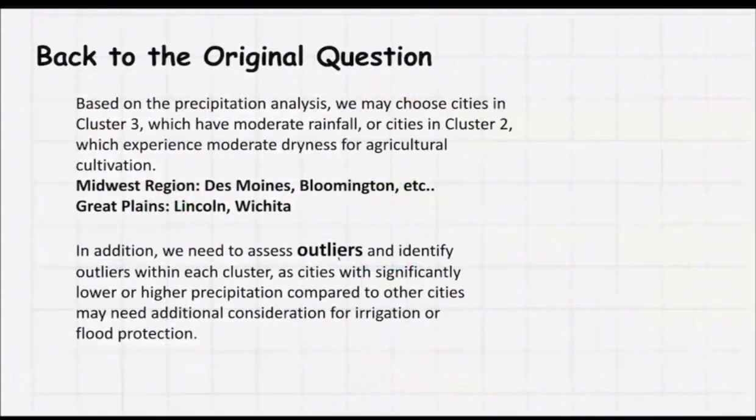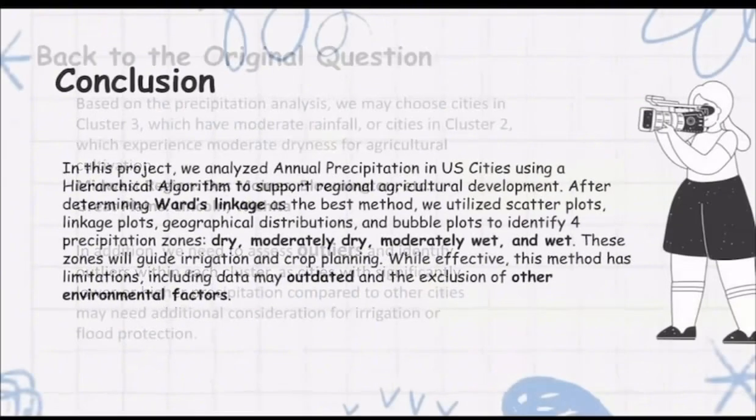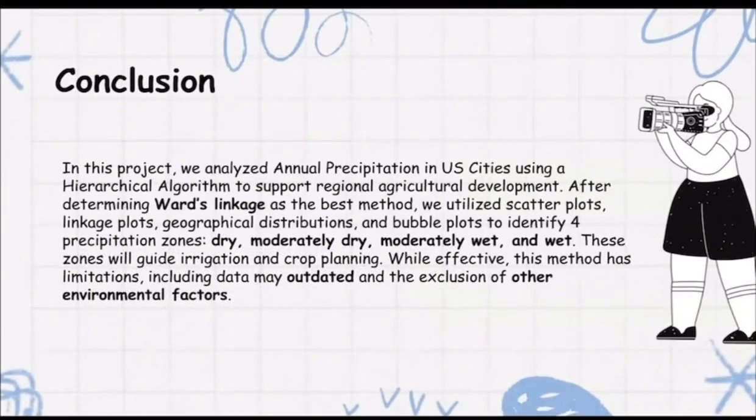Back to the original question, based on the analysis, we may choose a city in cluster 3 or cluster 2, which have moderate rainfall and dryness. These are regions around the Midwest and Great Plains. In addition, we need to identify outliers within each cluster, as a city with significantly lower or higher precipitation compared to other cities may need additional consideration for irrigation or flood protection.